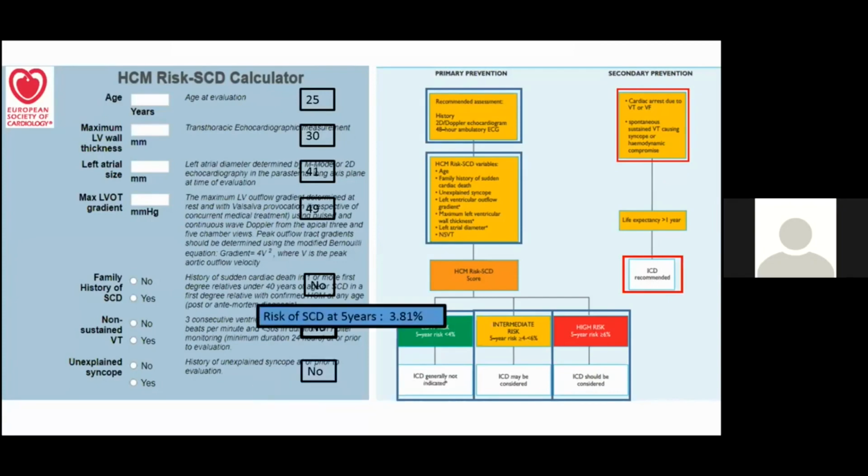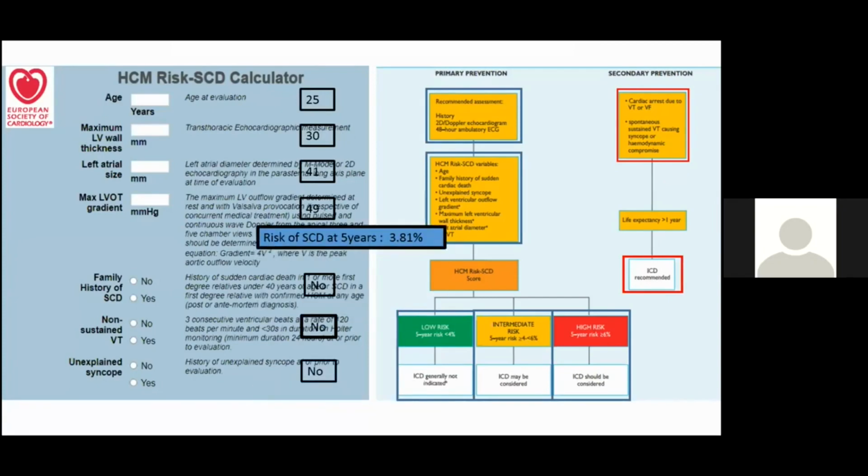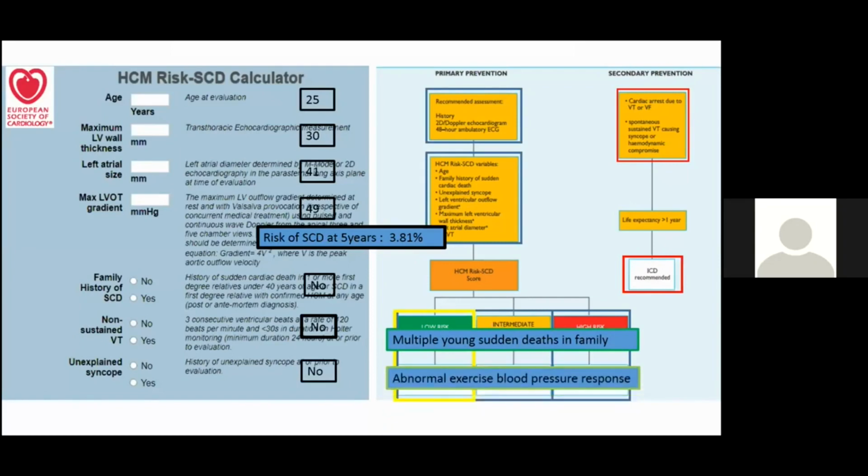I have already done it for you. The risk of sudden cardiac death at 5 years for our patient is 3.81%, which falls into the low risk category. For patients in the low risk category, the ICD is generally not indicated, but sometimes it might be indicated if there are other risk factors of prognostic importance, such as the presence of multiple young sudden deaths in family, or an abnormal exercise blood pressure response.